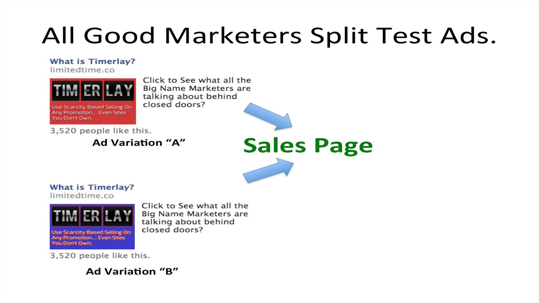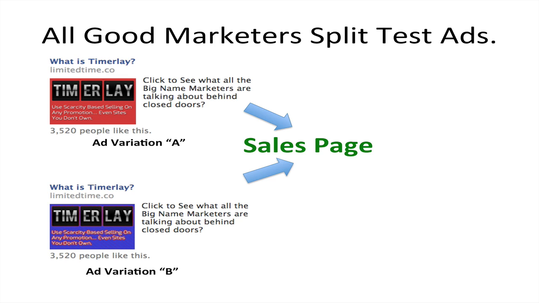So, all good marketers out there split test their ads, okay? So it may be just a very simple variation. In this test, we've got a super simple variation. One of our ads is red, and the other has a bluish background. So with what most marketers do, they will have one little test, one little variation. So it'll have something like this. So the red, the blue, and then we send both of these to a sales page.